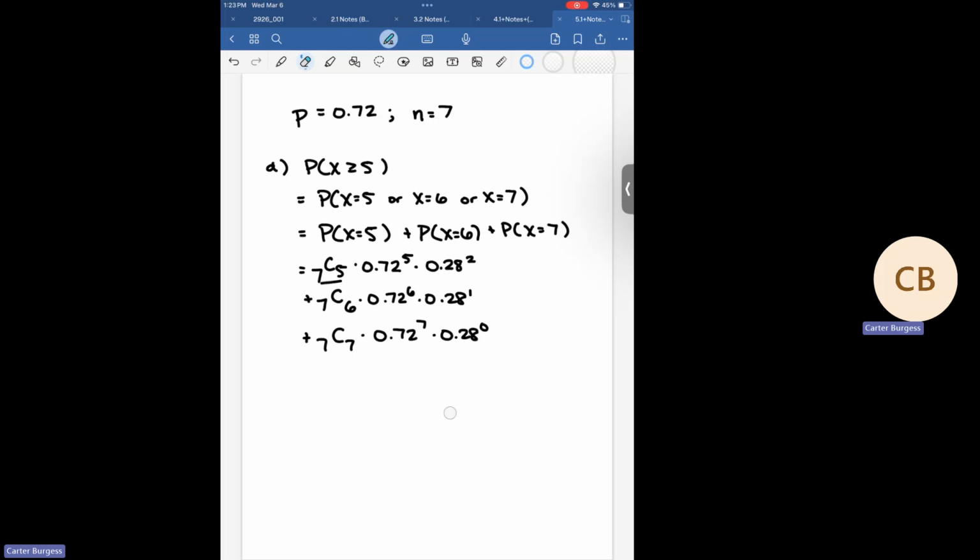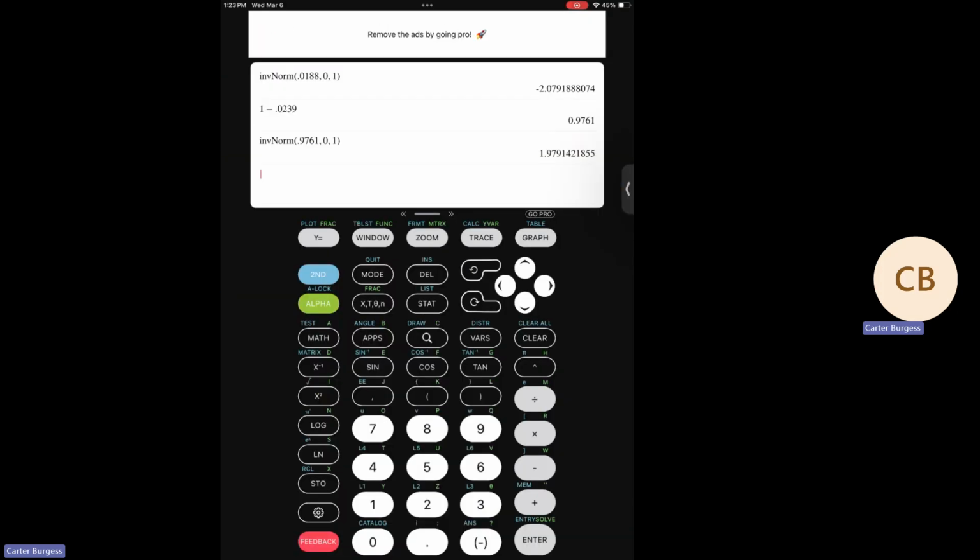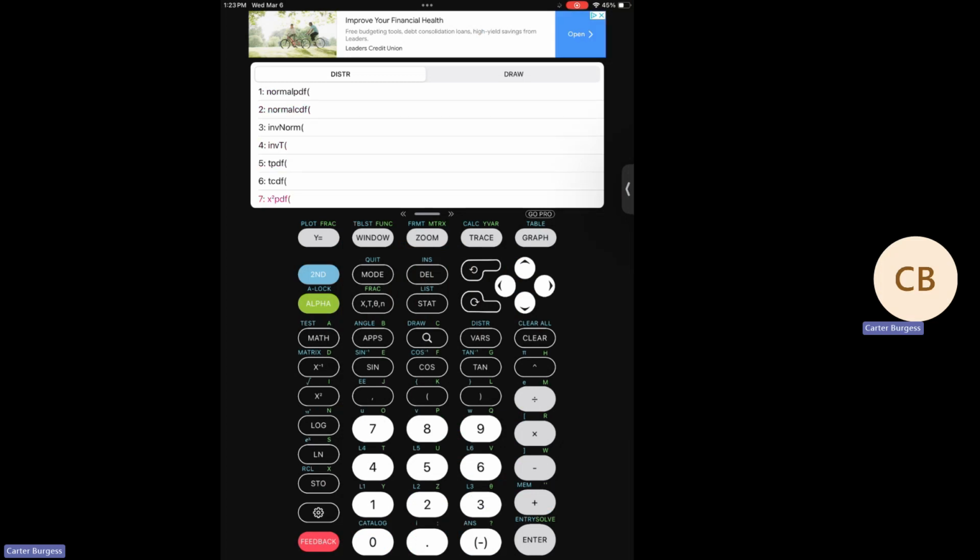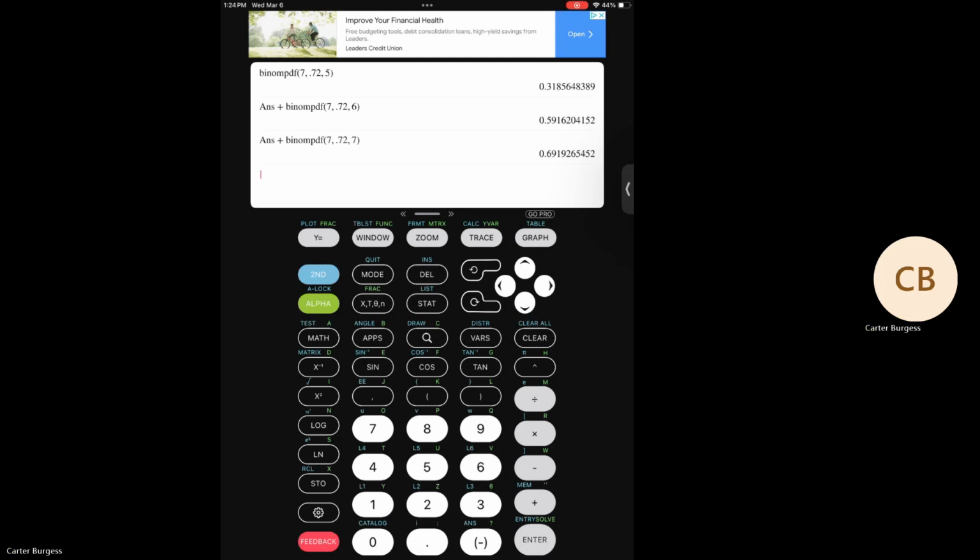Okay, so adding those together to get what we would get, we could certainly do that in our calculator. We have the little cheaty way to do that. So if we do binomial PDF, with 7 trials, the likelihood of success 0.72, and we want to see 5 successes, plus we want to do the exact same thing but with 6, and then the exact same thing but with 7. Apparently the likelihood of this happening is 69.2% of the time.